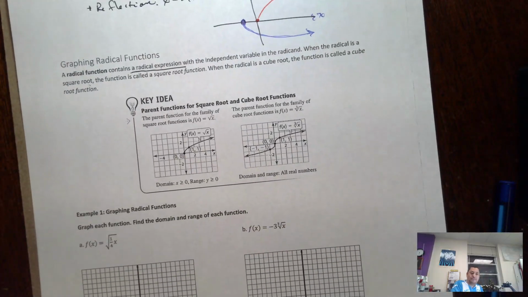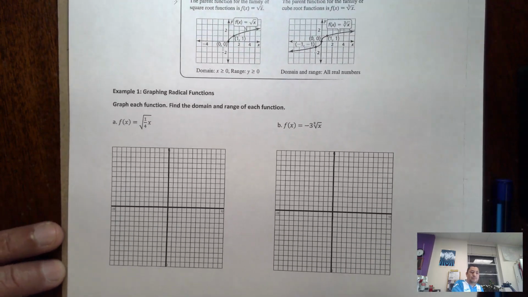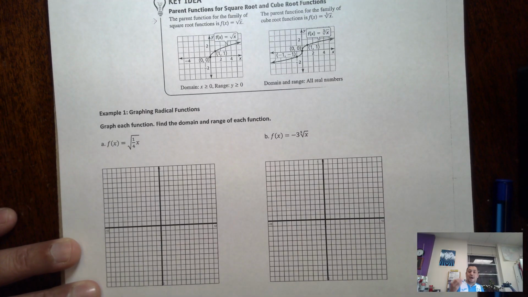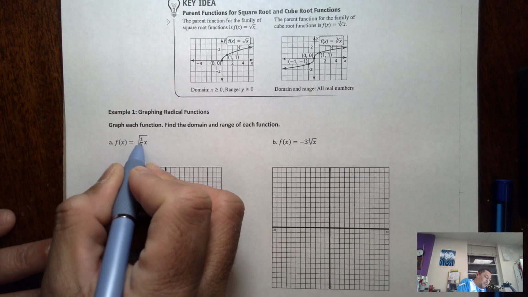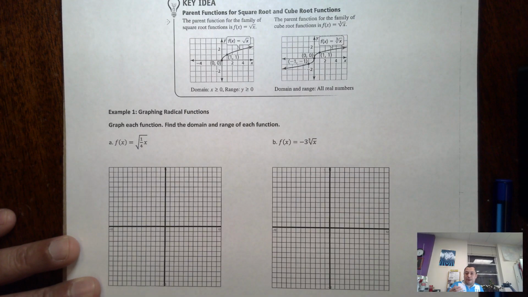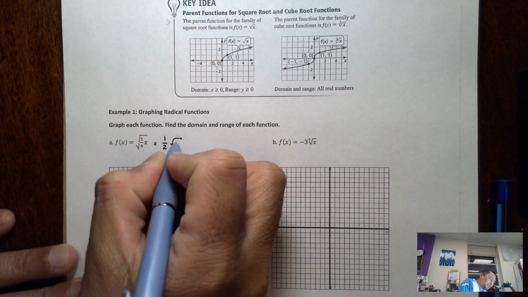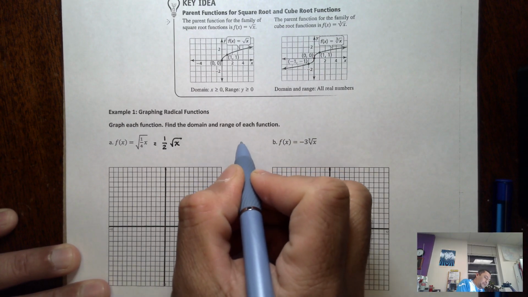Remember that to graph this function, we're going to use a table of values. We're going to use a small table of values, or you can use a graphing calculator. Look at this function. I have 1/4, so I can simplify. What is the square root of 1? It's 1. What is the square root of 4? It's 2. So this one is the same as having 1/2 square root of x. That's the same function.